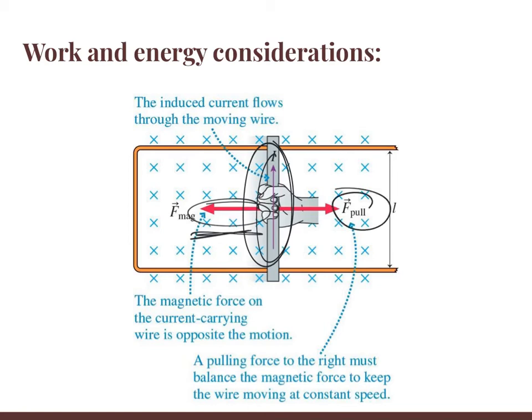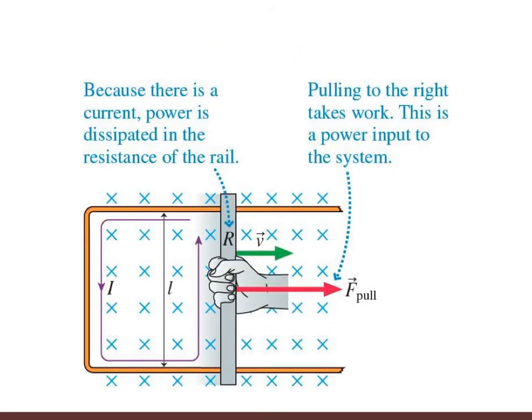So whatever is doing this pulling of the bar to keep it going at a constant velocity is doing work. And that work is equal to the force required to pull times the distance that it has pulled. So all of the energy that's going into the circuit comes from this work of the hand or whatever is pulling this bar. And all of that power gets dissipated through the resistance, probably a lot of it as heat, throughout the circuit.